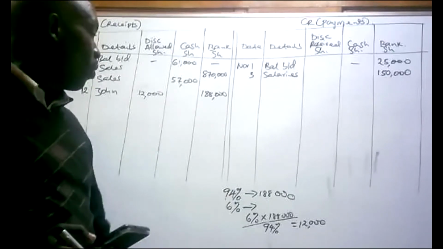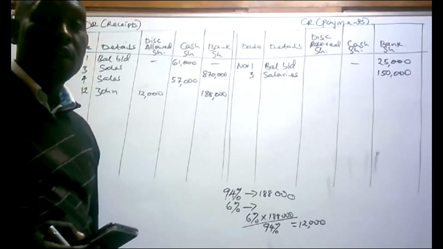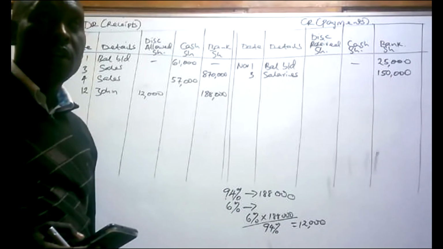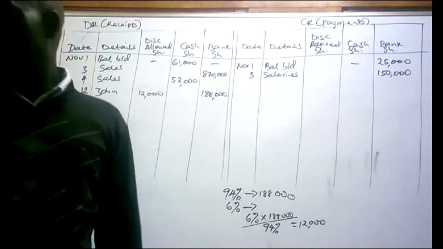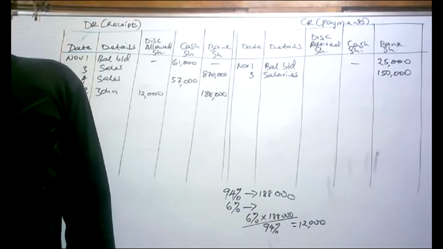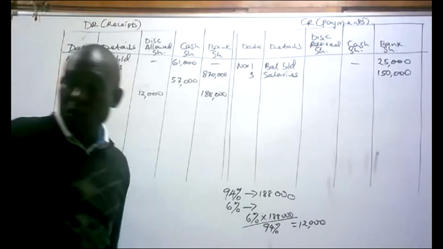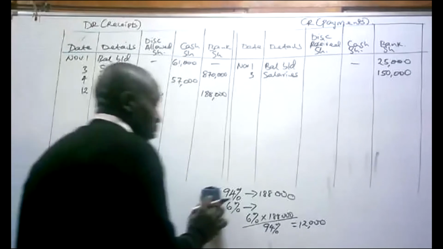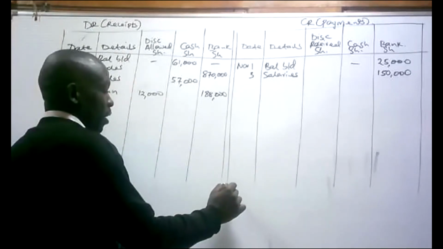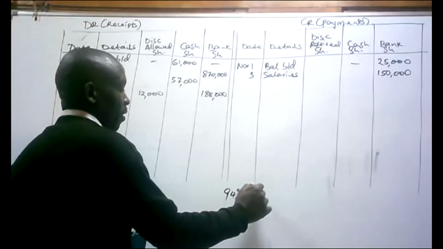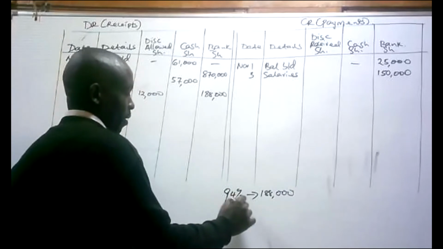Okay. Although, Stella, sorry to interject, I think you're right. You can get 100%, which will be 200,000. Then you deduct 188, you're still going to get 12,000, if that's easier for you. Yes, you will get the same answer. You say if 94% is 188,000, what about 100%? Yes, that is what you are saying.